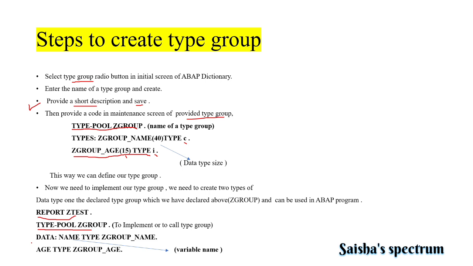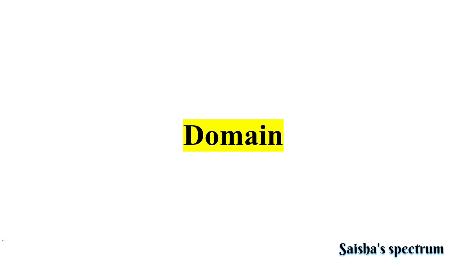Then thereafter provide a data statement with the name. This is a variable name with type Z group underscore name, and age with type Z group underscore age. So this is how we can create a type pool in a data dictionary. In the next lecture, we are going to see about a domain.